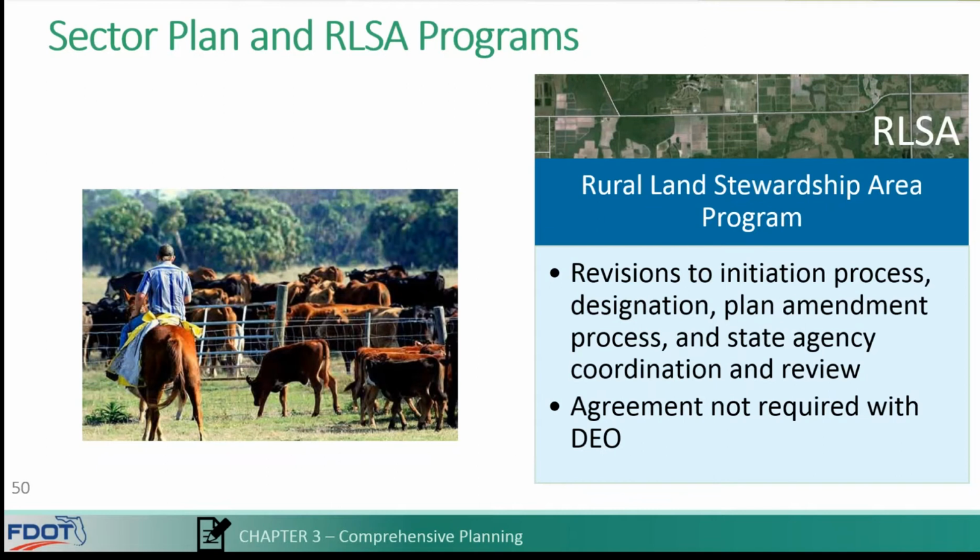In addition, the initiation process for an RLSA now begins as a request from local landowners to the local government, who can then designate the areas under what is called an RLSA overlay. And that is done through a comprehensive plan amendment. This comprehensive plan amendment is one of the few types of comprehensive plan amendments that have to go through the state coordinated review process.